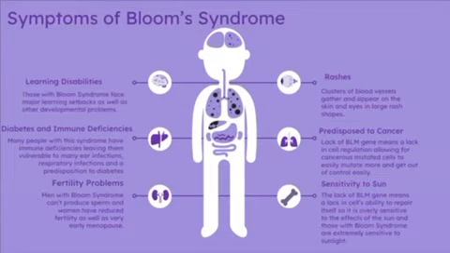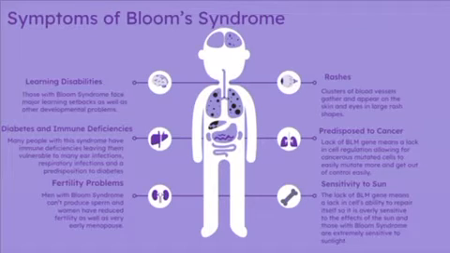Symptoms of Bloom syndrome. Learning disabilities. Those with Bloom syndrome face major learning setbacks as well as other developmental problems. Diabetes and immune deficiencies. Many people with this syndrome have immune deficiencies, leaving them vulnerable to many ear infections, respiratory infections, and a predisposition to diabetes. Fertility problems. Men with Bloom syndrome can't produce sperm, and women have very reduced fertility as well as early menopause.